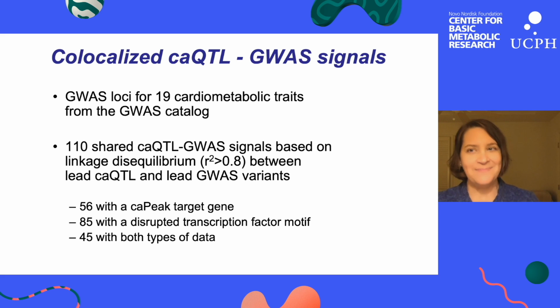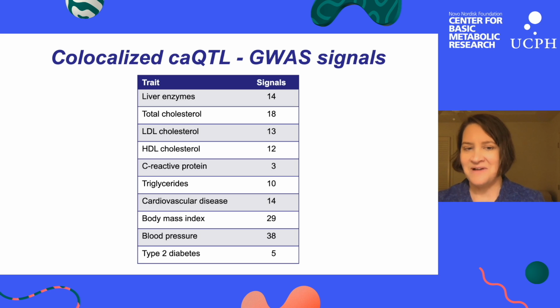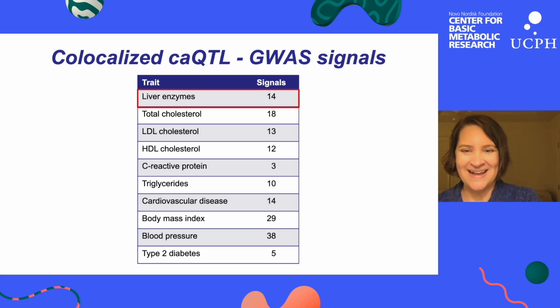In this case, we couldn't quite do the same level of co-localization because our sample size is relatively small, but these 100 potential examples include more than 50 for which we can predict a target gene, and 85 of which we can predict a particular transcription factor that could be binding to a specific genetic variant influencing this regulatory element. Here are the traits that we analyzed and the numbers of caQTL signals that corresponded to genetic variants for genome-wide association studies. And here, liver enzymes is what I've been talking about as my example throughout this so far. The counts here depend quite a bit on how many loci have been identified in the catalog, as well as the role of liver in particular traits.